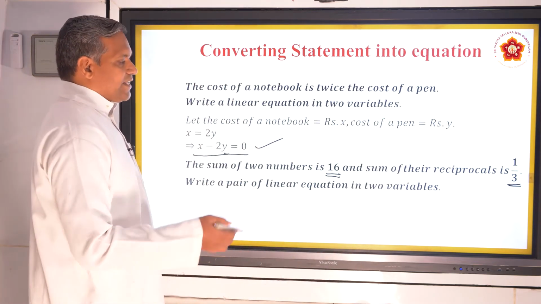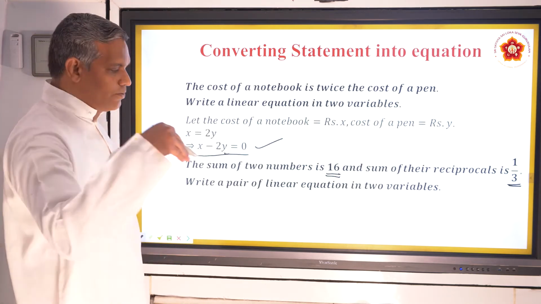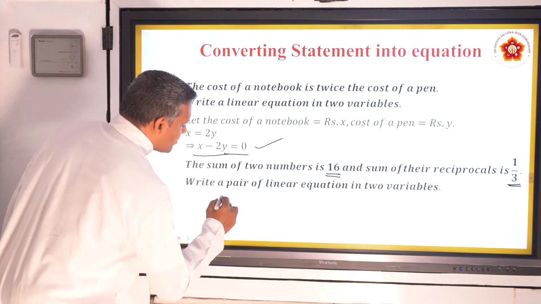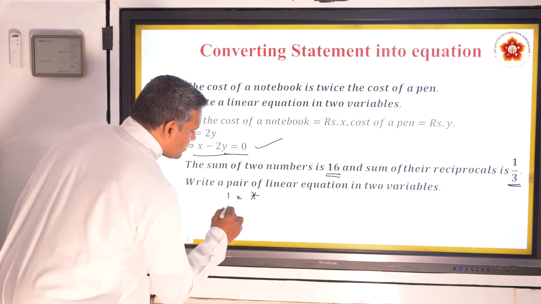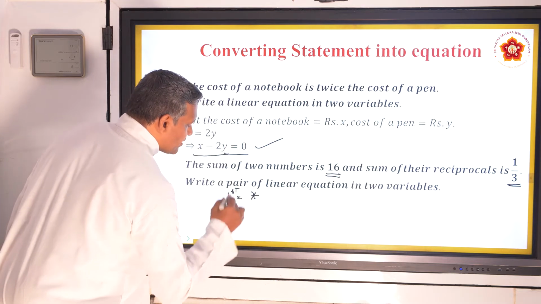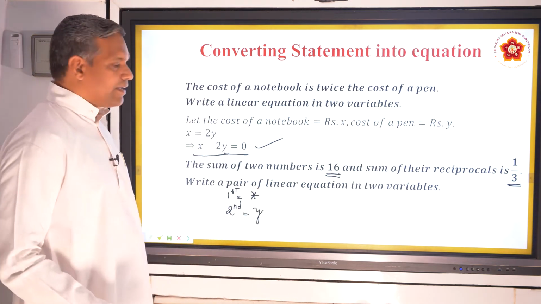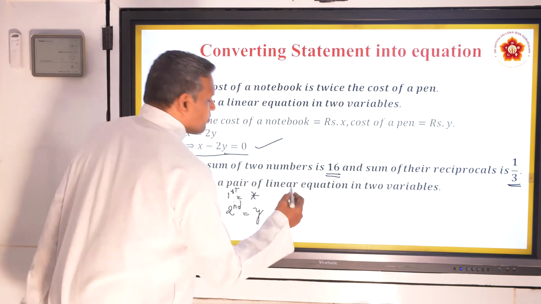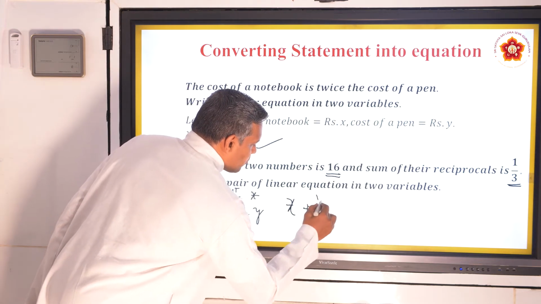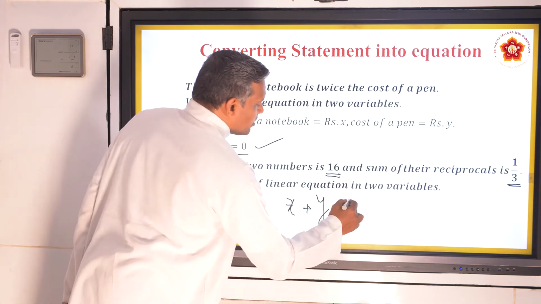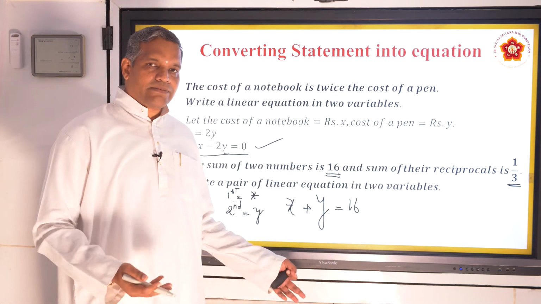So you don't know what the first number is. You don't know what the second number is. What do you do first? You assume: let the first number be x, let the second number be y. See, the sum of numbers means you have to add, basic sense. It's an addition. So you add x, the first number, to y, which equals, what is the sum of those? 16. I got my first equation, finish, I'm done. x + y = 16.